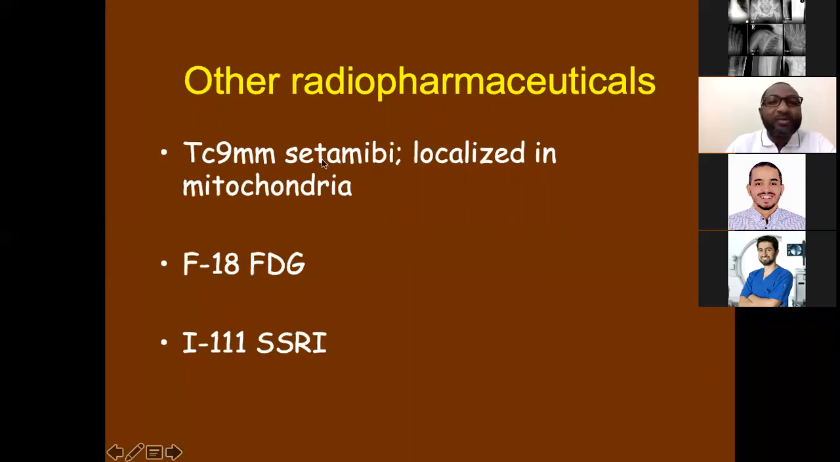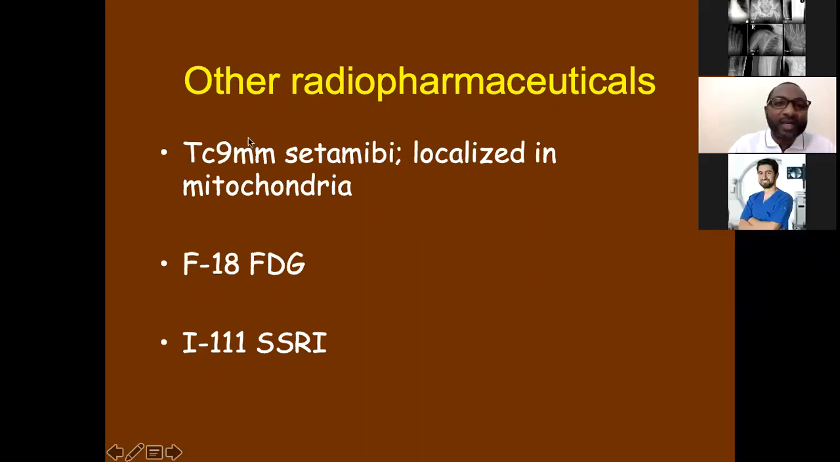Now, there are other radiopharmaceuticals that are also available for imaging thyroid pathologies. I won't go into details of them, but take note of technetium-99m sestamibi, which localizes in mitochondria. I will tell you some of the advantages of that. Sometimes we use FDG PET-CT, and then there is indium-111 for somatostatin receptor analogs. So this is just for you to know academically that aside from technetium-99m and iodine-123 or iodine-131, there are other radiopharmaceuticals that can also be used to image the thyroid or thyroid pathology.